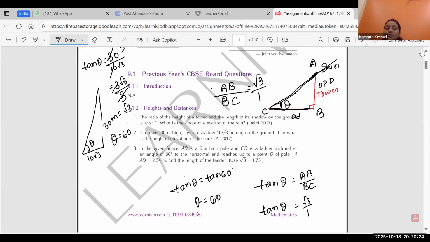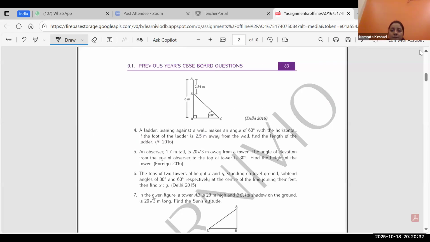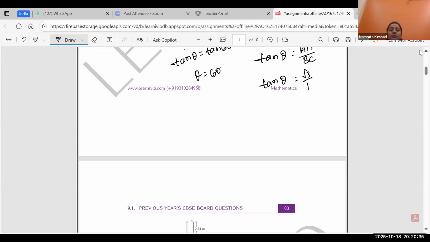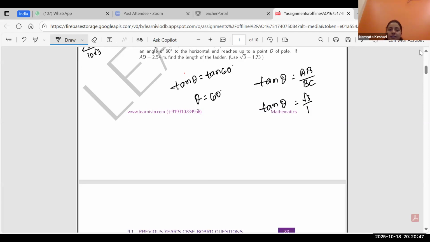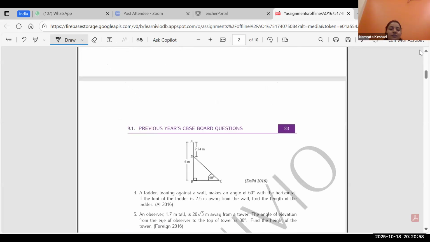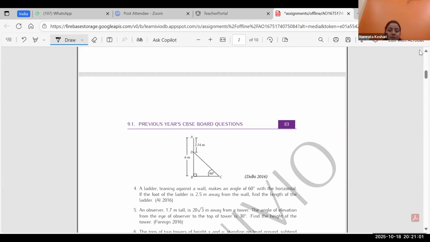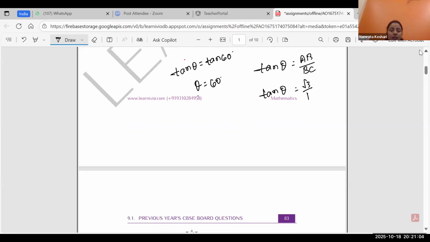Okay, let's see question number 3. In the given figure, let me check if the figure is given. Yeah, the figure is given. AB is a 6-meter high pole, CD is a ladder inclined at an angle of 60 degree to the horizontal and reaches the point D. If AD is this, find the length of the ladder. So basically we have to find the length of this ladder CD. Okay, let me check what data is given over here.